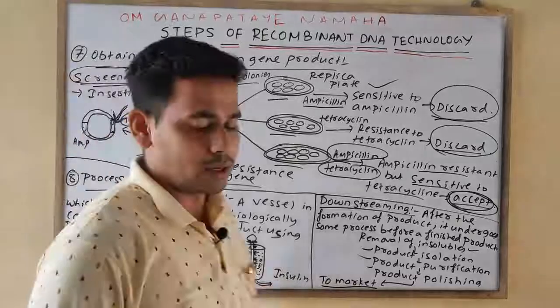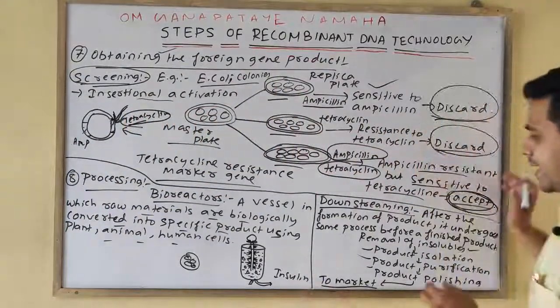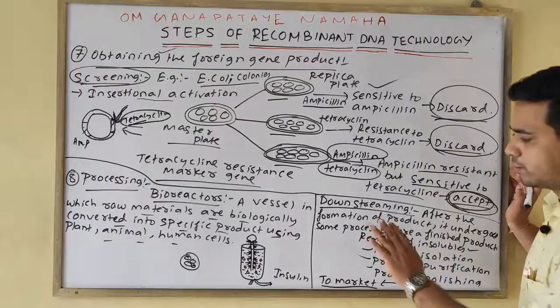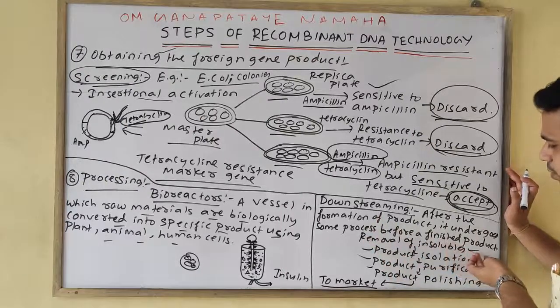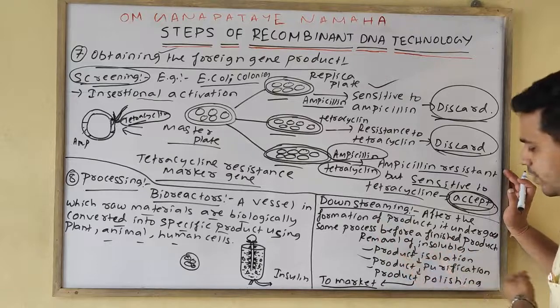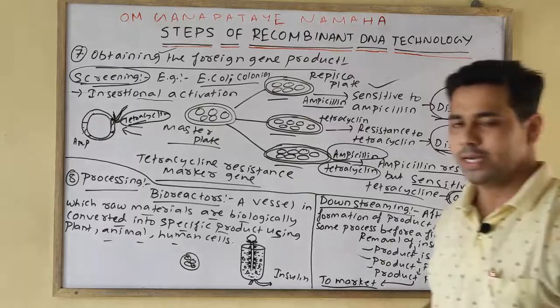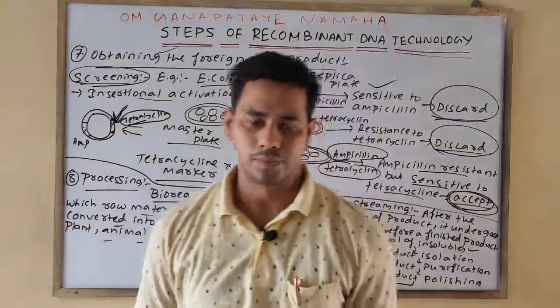Suppose here we get the insulin product. Next, the insulin will go for downstreaming, in which the insolubles are removed, it is isolated, then it is purified, then it is polished. At last, it is sent to the market for commercial purpose.